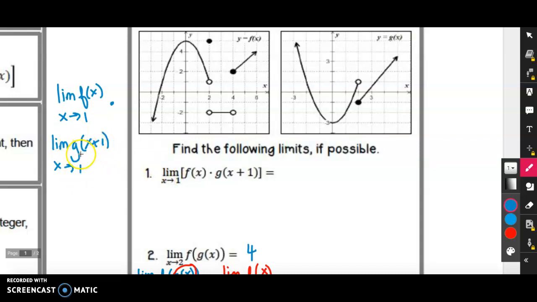Okay, and then this is a composite function because I have an x plus 1 inside of g. So I'm going to go ahead and split that part up into its left-hand and right-hand limits down here. So the limit of g of x plus 1, oops, it's very messy, as x approaches 1 from the left-hand side, and then the limit of g of x plus 1 as x approaches 1 from the right-hand side.